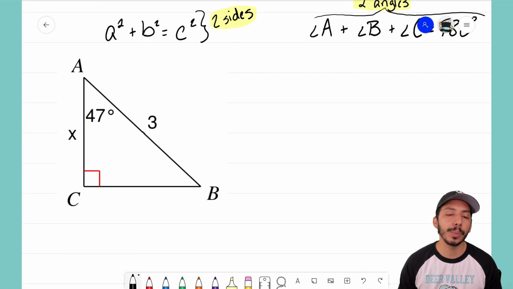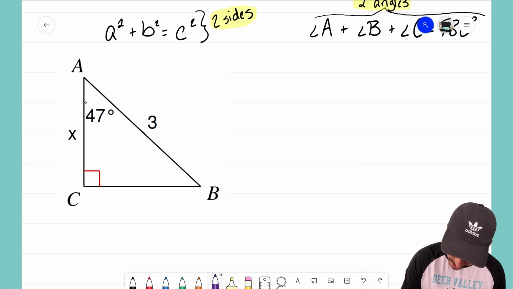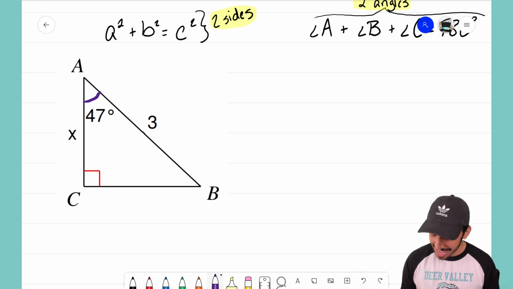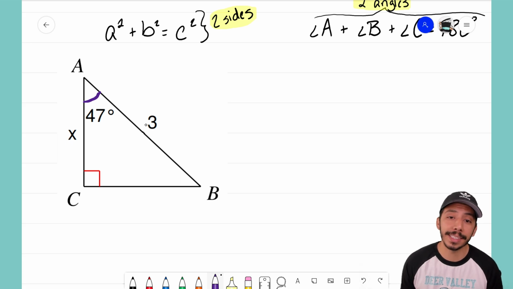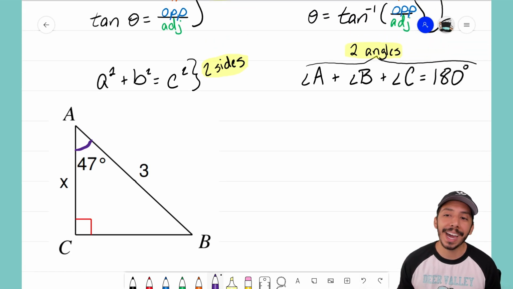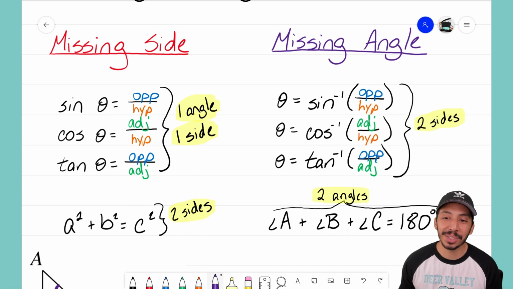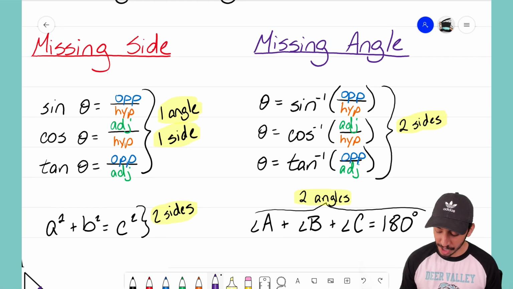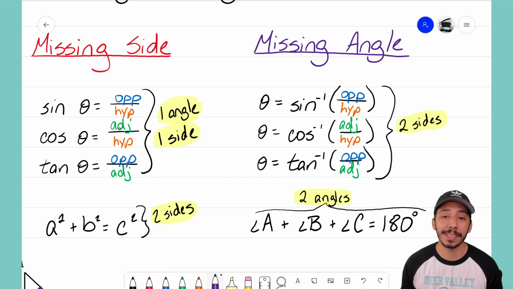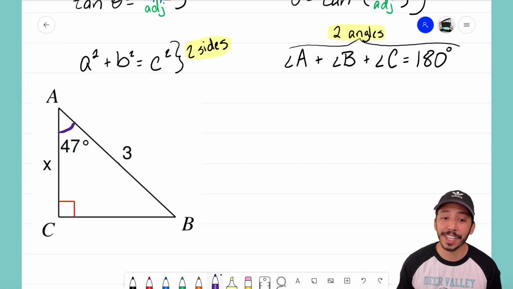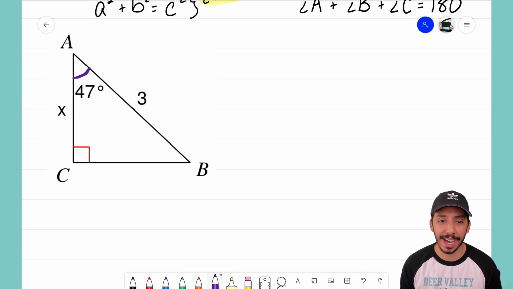So let's go ahead and look at our first example here of a right triangle, and we are going to see, can we solve for this unknown side of x? Now, I see that I do have an angle that I know, a reference angle that is 47 degrees, and I already know one side. So looking back up here at my tools, I know one angle, I know one side. This is definitely going to be a sine, cosine, or tangent problem. We just have to figure out what sides we have.